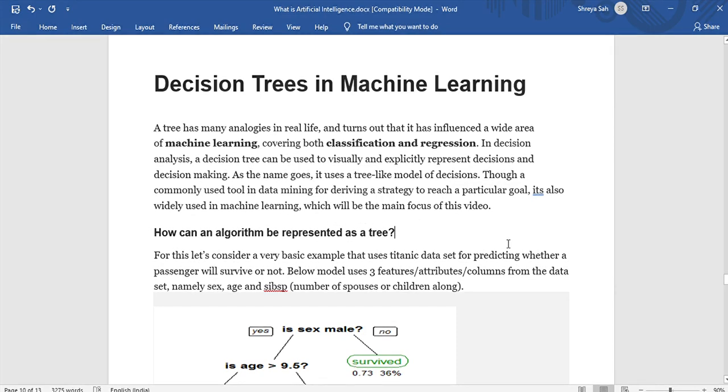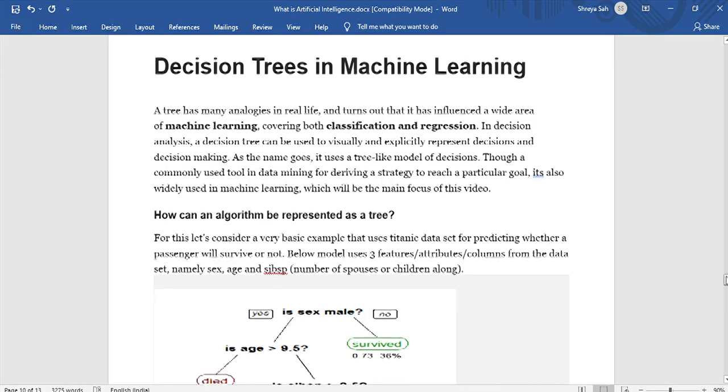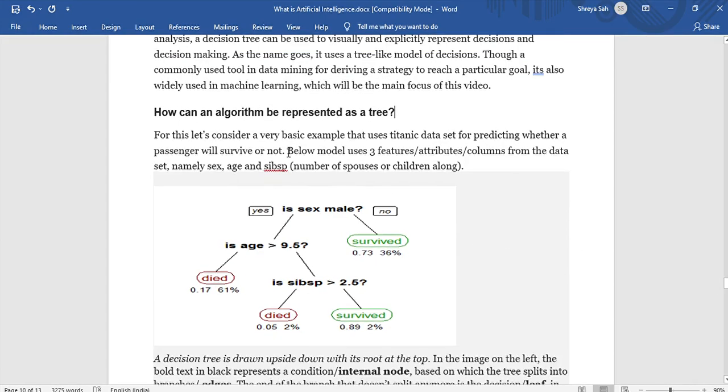So how can an algorithm be represented as a tree? How can an algorithm look like a tree? For this, let's consider a very basic example that uses the Titanic dataset for predicting whether a passenger will survive or not. This is a very famous dataset, and you will be able to get it on Kaggle very easily if you search for the Titanic dataset. It is basically used for predicting whether a passenger will survive or not, given many features and categories.